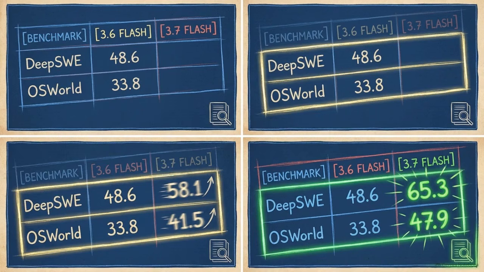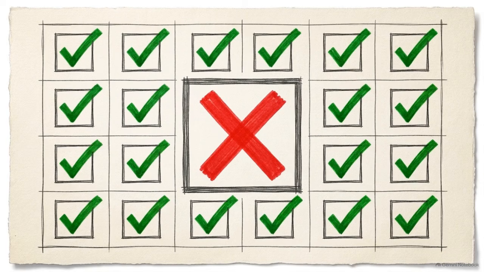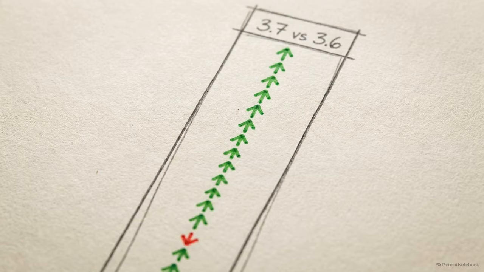Weighing 3.7 Flash strictly against its predecessor, 3.6 Flash, the results are definitive. Look at the long horizon tasks. DeepSWE jumps from 48.6 to 65.3. OSWorld moves from 33.8 to 47.9. Out of 18 reported rows, there is only 1 regression. It dips a minor 0.7 percentage points on the CharXiv chart reasoning benchmark. We don't have the math behind the update, but this near-total sweep confirms the underlying reasoning core was materially upgraded.